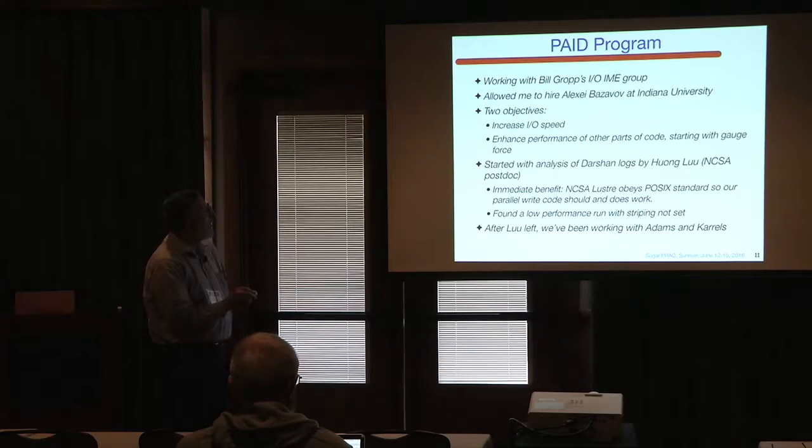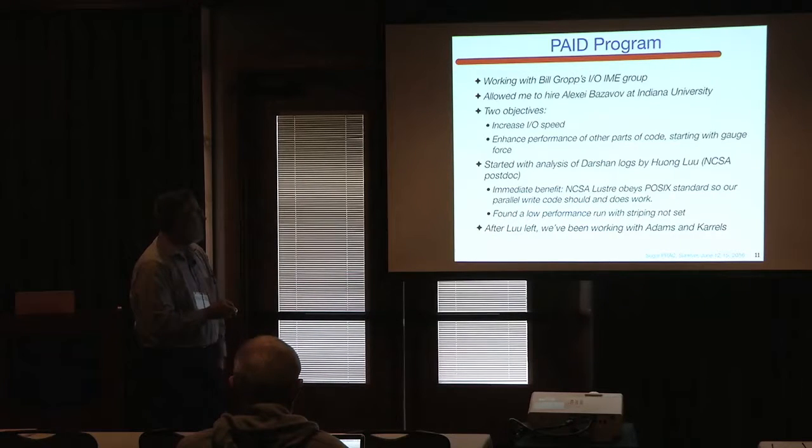And the work started with looking at the Darshan logs by Huang Liu, who was an NCSA postdoc of Bill Gropp, who has since left. So one immediate benefit of starting to work with Bill's group is that we were informed that the NCSA Lustre file system obeys the POSIX standard. And we had had a parallel way of saving our configurations for many years, but it didn't always work on every parallel file system. So we would use the serial version, which was reliable but much slower. So just going over to the parallel code resulted in a factor of three improvement.